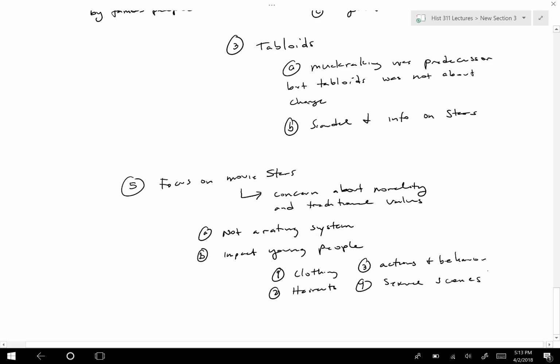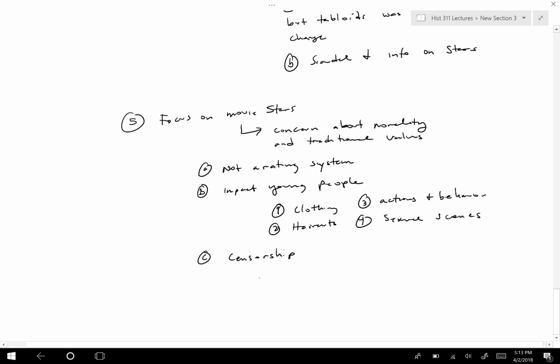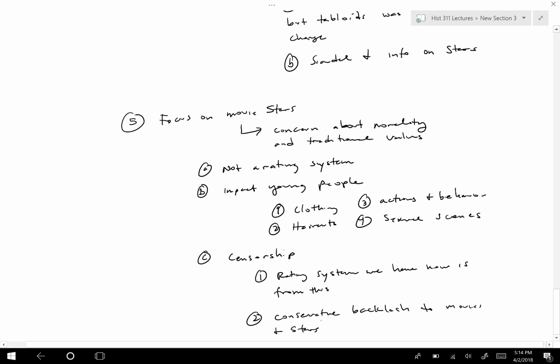In fact, the argument with the car was, of course, that there was an increase in unwed pregnancy because of dates in the car as an area to have sex in. And this is going to lead to censorship. In fact, the censor board, the rating system that we have now, is from this. So there is a conservative backlash, we'll call it, to movies and stars. And it's also going to be to the flappers too, but we'll look at that in a minute. So you have all of this new change in technology emerging, and at the same time there's going to be some pushback for it in the process.